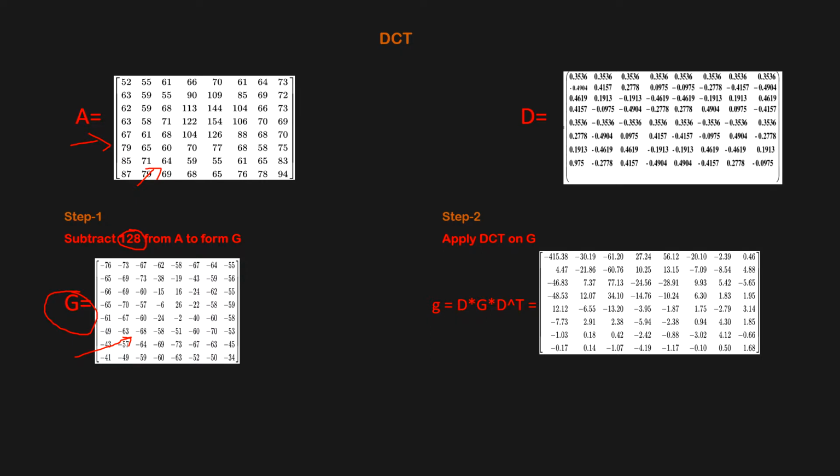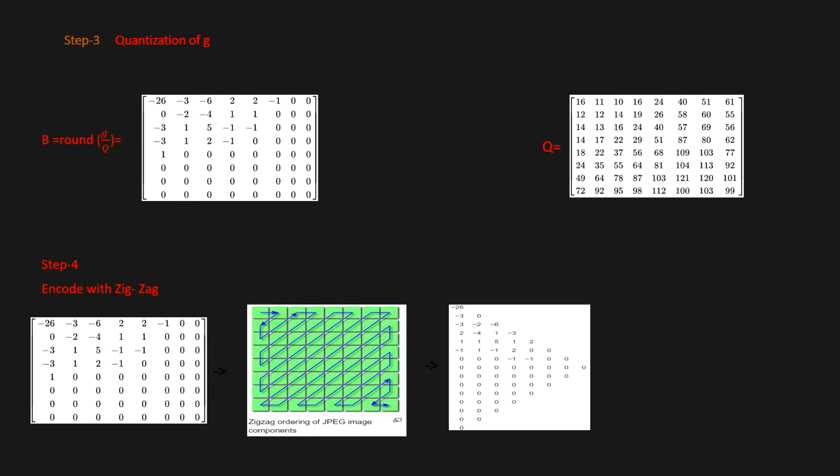How do we apply DCT? D is the basis matrix for the DCT. So this is the basis matrix. Put it here: D into the matrix into D transpose, and after calculating you will get this matrix, which I have taken as small g.